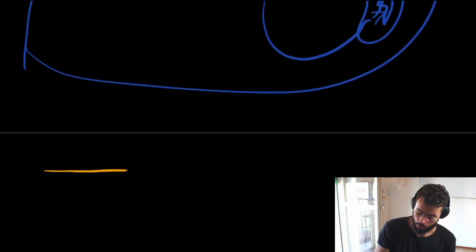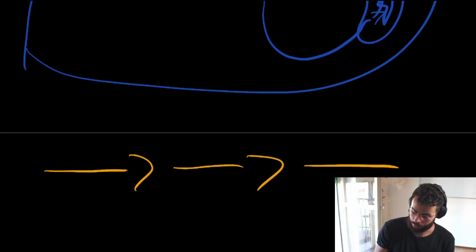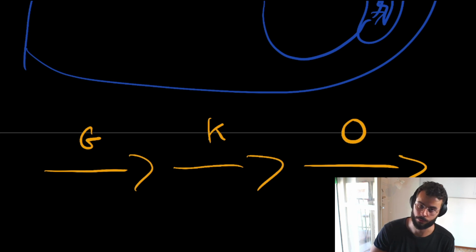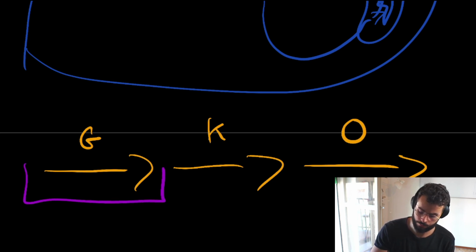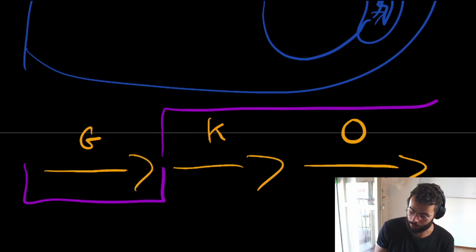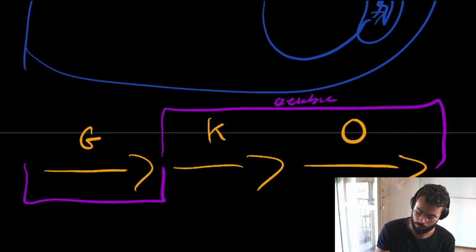So we have glycolysis, then we have the Krebs cycle, then we have oxidative phosphorylation. Glycolysis, Krebs cycle, oxidative phosphorylation. Glycolysis is an anaerobic process. It can occur without oxygen. However, the Krebs cycle and oxidative phosphorylation must have oxygen. They are aerobic. But glycolysis is anaerobic.